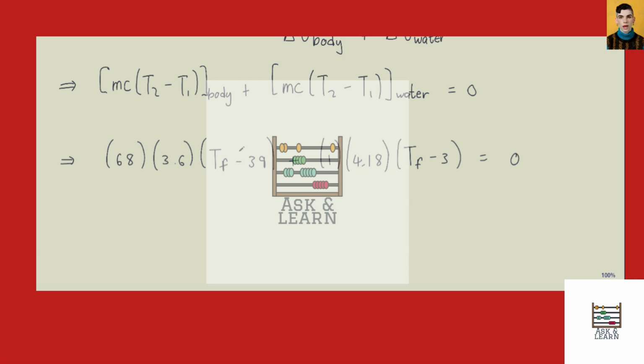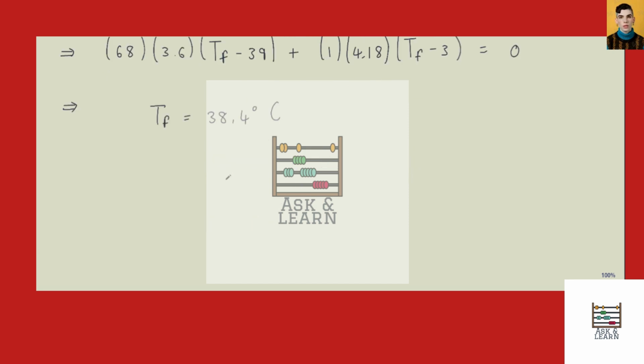Remember, the man and water form one system, so they both have the same final temperature, T_F. We get the final temperature of the man after he has drunk the water to be 38.4 degrees Celsius. So we see indeed his temperature has come down. His change in temperature, delta T, is equal to his initial temperature, 39 degrees Celsius, minus his final temperature, 38.4 degrees Celsius, and hence his body temperature has changed by 0.6 degrees Celsius.